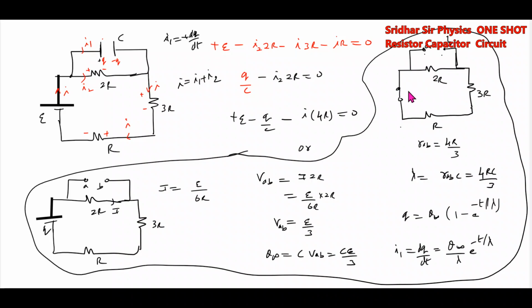Where the cell is there, you have to replace it with a short circuit, or replace it with its internal resistance. There is no internal resistance of the cell, it is 0. Therefore, we are replacing it with a short circuit. So wherever the cell is there, you have to replace it with a short circuit. Okay, multiple loops. This is a basic idea.